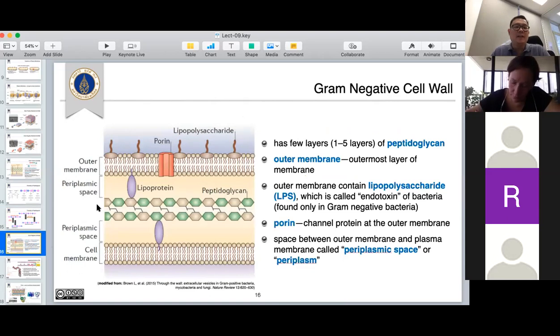Apart from that, here, this is gram-negative. Gram-negative has a cell membrane, an outer membrane, and porins standing on the outer membrane. In between the outer membrane and the inner membrane, the cell membrane, we call it the periplasmic space. Peptidoglycan stays in between. And LPS is present only in gram-negative. Remember, LPS is gram-negative, but teichoic acid is gram-positive. Porin is found only in gram-negative. See the LPS here.